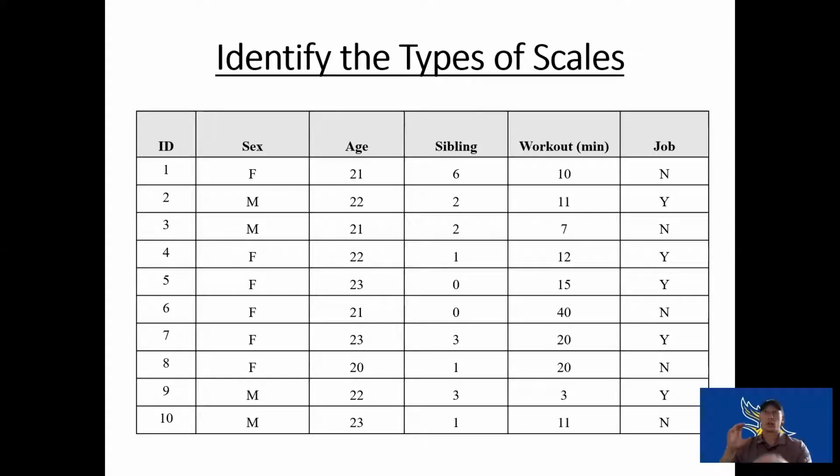So I want you to go through these, pause the lecture, take out your notes, and go through each of these 10 individuals with their 5 variables: sex, age, number of siblings, workout time in minutes, and if they have a job, and identify which scale each of these variables is. So think back to those scales: nominal, ordinal, interval, ratio, which is which. Okay, so pause and go ahead and try.